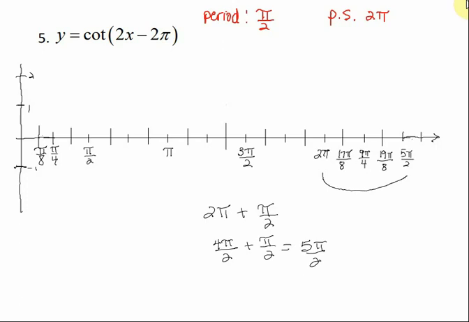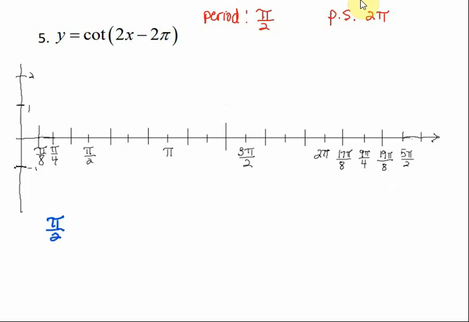The way that we get our quarters, our key points, is we take our period and divide that by 4. So we have pi over 2. If we divide it by 4, that's the same as multiplying by 1/4. So we get pi over 8. That means that each mark is going to be pi over 8 spaces apart.